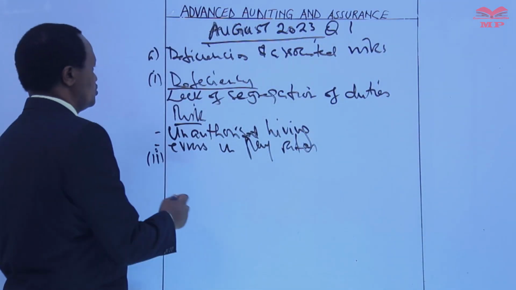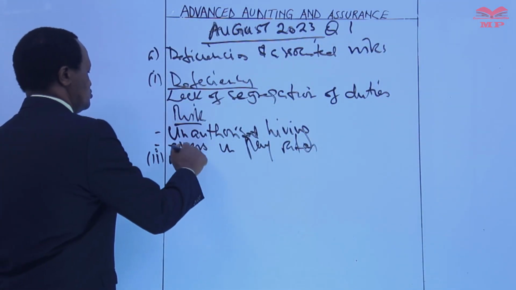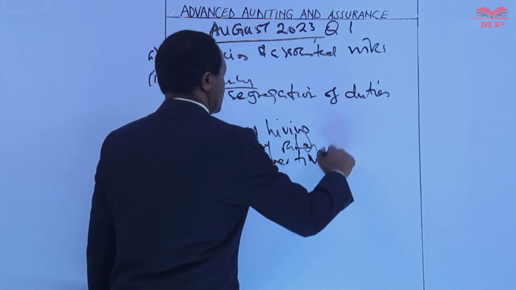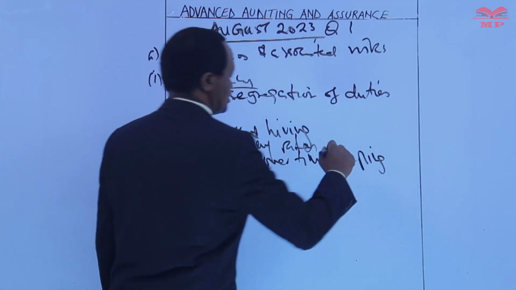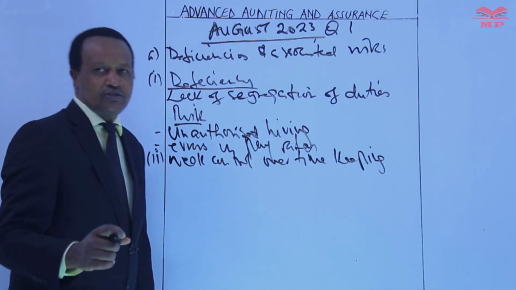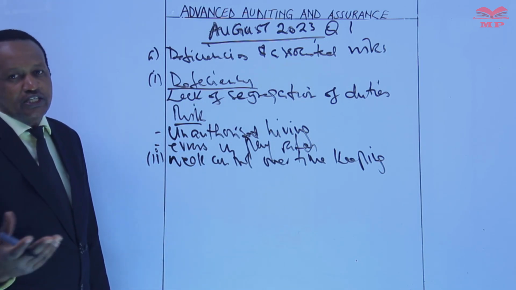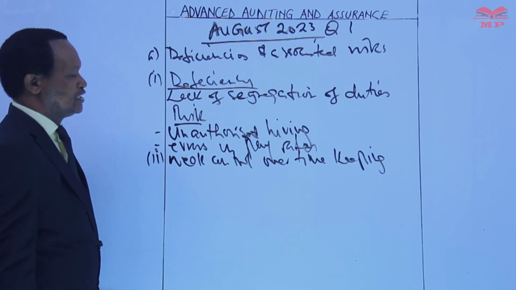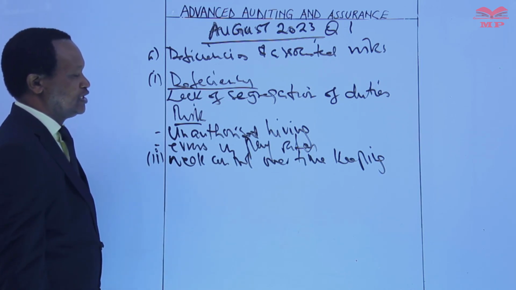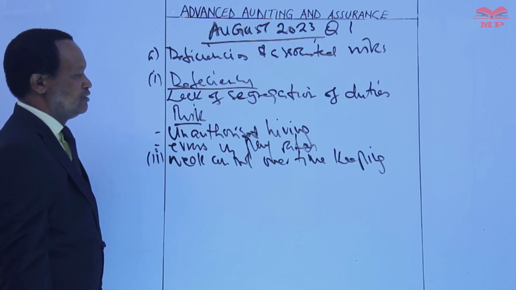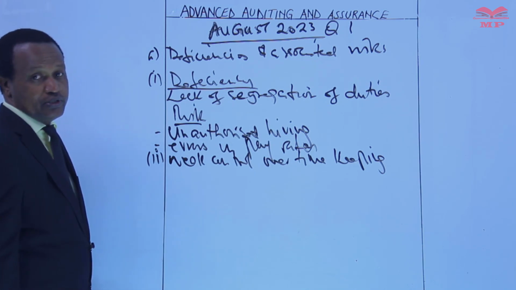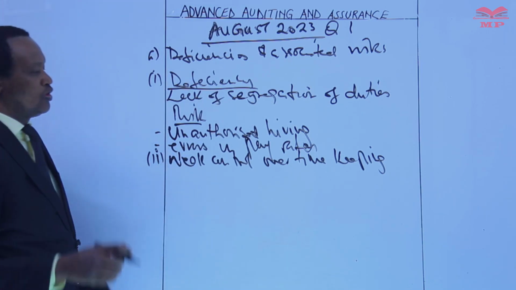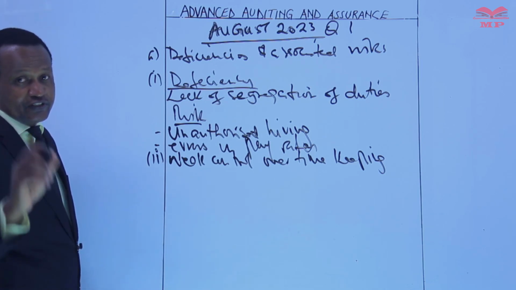Weak control over timekeeping, because the workers are self-recording their time, which can lead to inaccuracies and potential fraud. If you tell workers to just fill in the time they came in without any controls, then you can be sure there will be inaccuracies. Weak control over timekeeping. That is a deficiency.